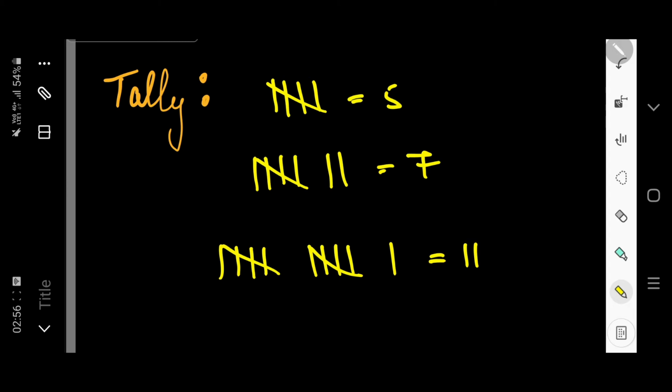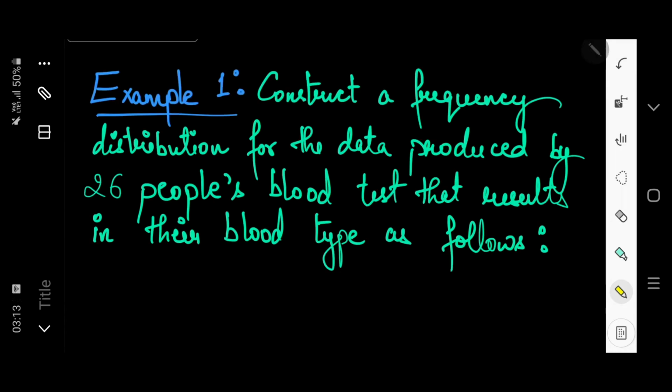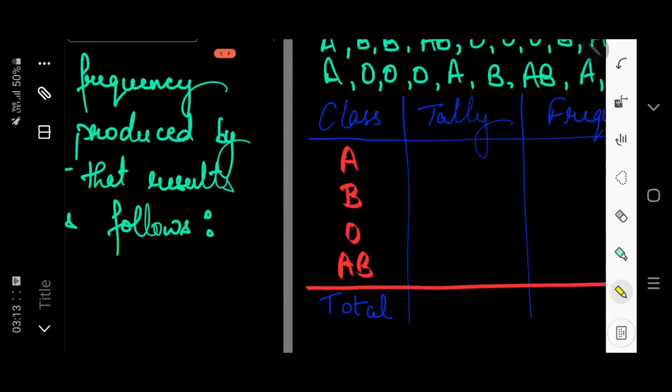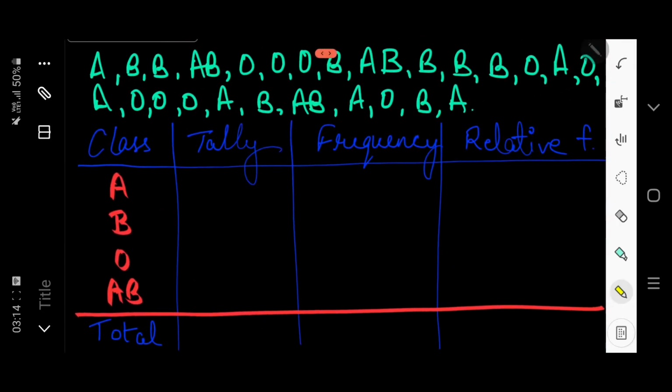So let's start with example 1, where we have to construct a frequency distribution for the data produced by 26 people's blood test that result in their blood type as follows. So here we are provided with the blood type of those 26 people. Then we have to make a frequency distribution table out of it.